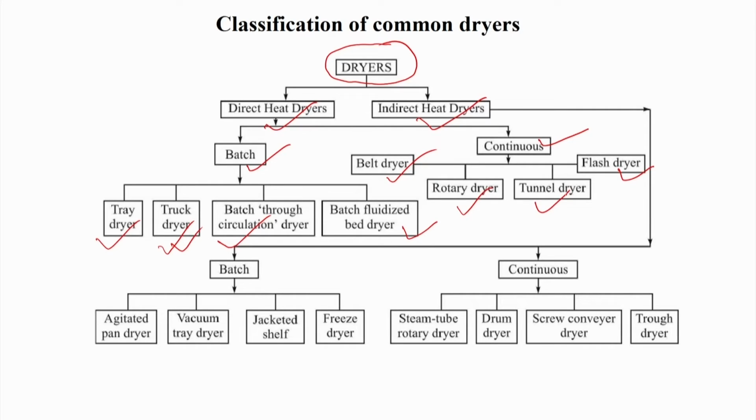In the indirect heat dryer, we have either a batch or a continuous drying process. In batch drying we have the agitated pan dryer, vacuum tray dryer, jacketed shelf dryer, and freeze dryer. In the continuous indirect heat drying process, we have the steam tube rotary dryer, drum dryer, screw conveyor dryer, and trotter dryer. All of these dryers are used for different drying operations. We will be discussing a few of them in detail.